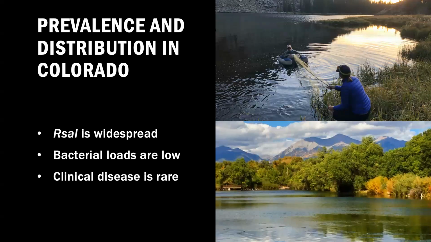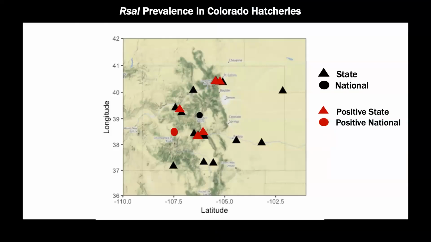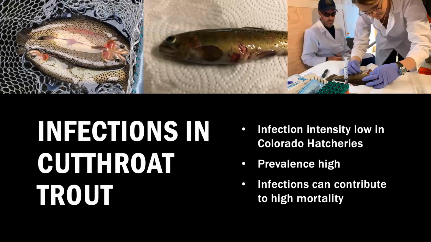Specifically in Colorado, Colorado Parks and Wildlife and the U.S. Fish and Wildlife Service conducted a survey to determine the prevalence and distribution of RSAL in Colorado fisheries in 2017 and concluded that RSAL is pretty widespread throughout the state, but bacterial loads are low and clinical disease is often rare. Moreover, there have been scant detections of RSAL in Colorado hatcheries since the 1960s, with a few in the 90s, but till recently, 6 hatcheries, 5 state and 1 national hatchery have tested positive for the detection of RSAL.